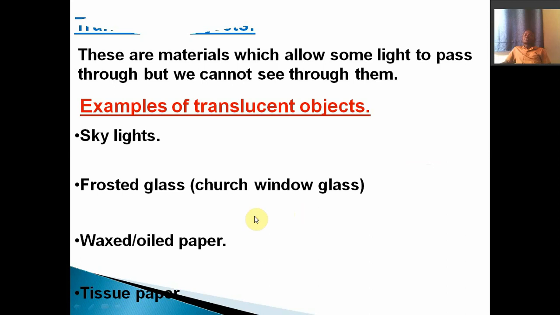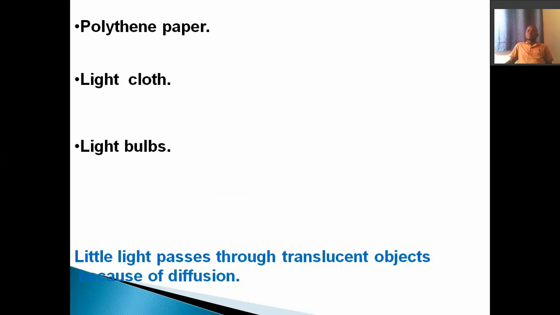Let's continue. Still with the translucent objects, we have said that these are materials which allow some light to pass through, but we cannot see through them. We have also looked at the skylights. Then down here we have the tissue paper, that is the toilet paper. Yes, it is also a translucent material. Then we have the polythene paper, the light cloth, and light bulbs.